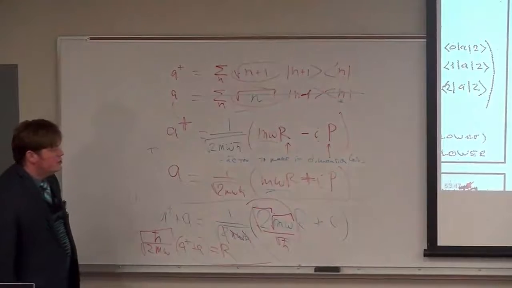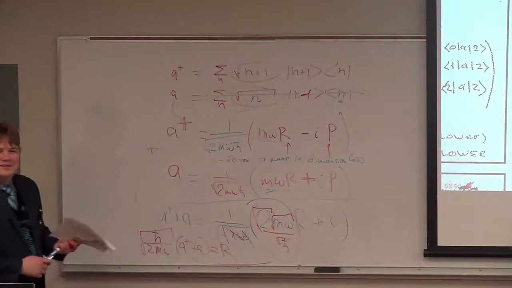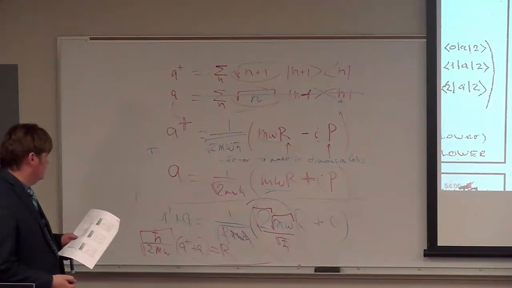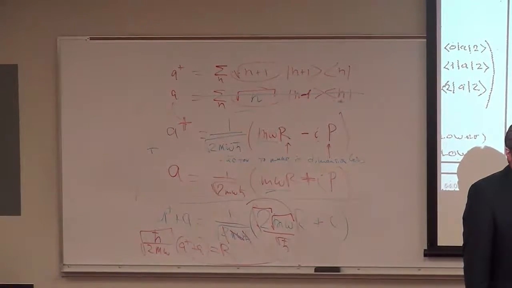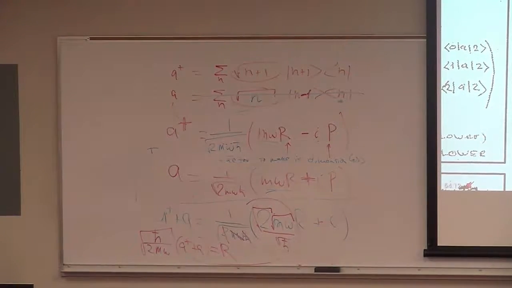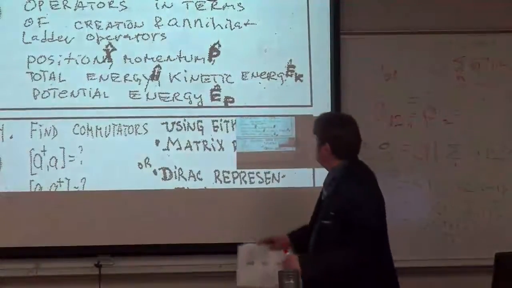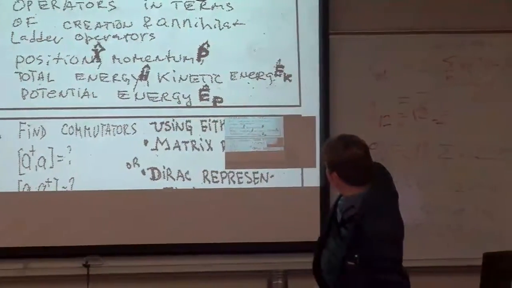Again, do not trust me, please check for errors. I'm a champion in making errors. So if it is correct, if no one finds errors, this answers the first question: the position as a function of creation and annihilation operators. The next thing is to express momentum as a function of creation and annihilation operators.